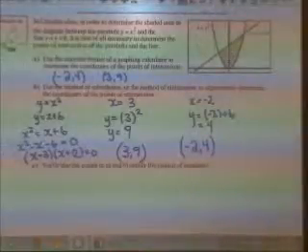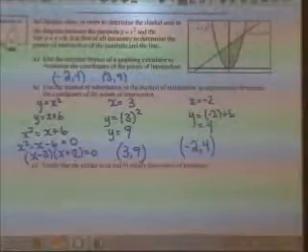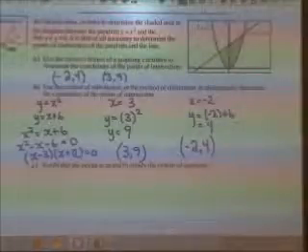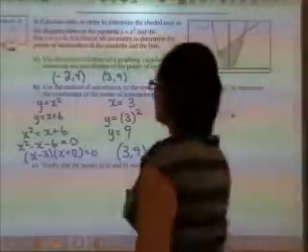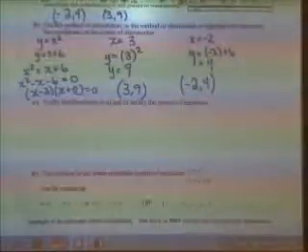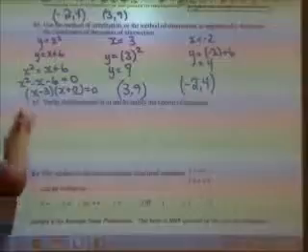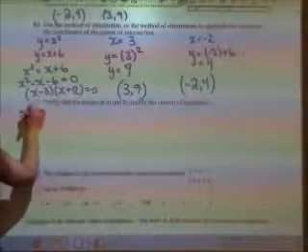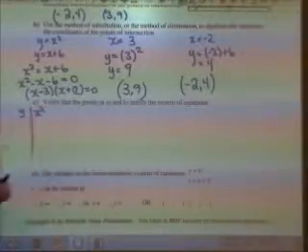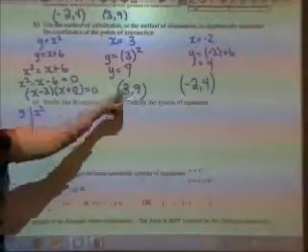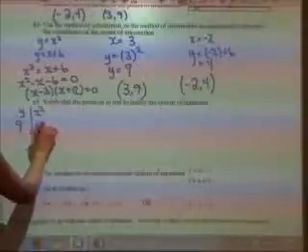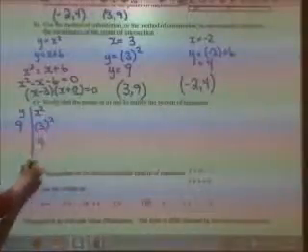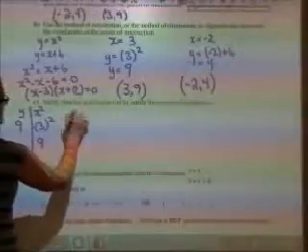Part C says verify that the points in A and B satisfy the system's equation. So verify means check the answer. So I've got y equals x squared. Well, if I do a left and a right side, y equals x squared. If I use the point 3 and 9, y is equal to 9, x is equal to 3, 3 squared equals 9, it's verified.